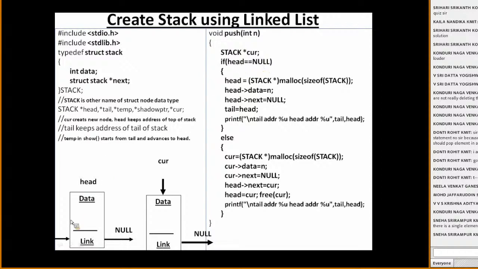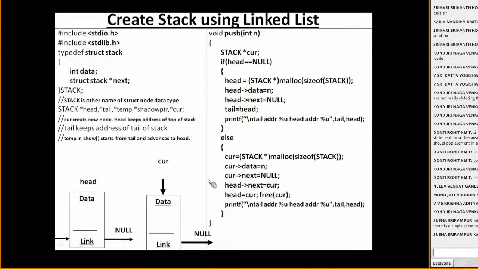Head is pointing to the base address of the last node. So since it is pointing to the base address of the last node, it is not null. So this if condition fails. Because the if condition fails, it is going to come to the else part. In the else part, we are utilizing this pointer cur and allocating the base address. So this cur pointer is storing the base address of this particular node, right? This is an isolated node. It presently is an isolated node.